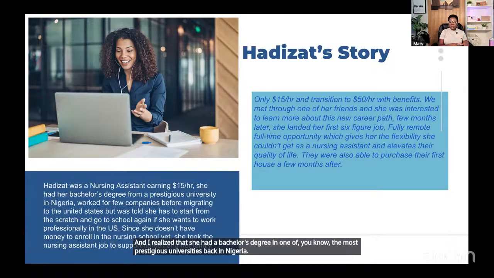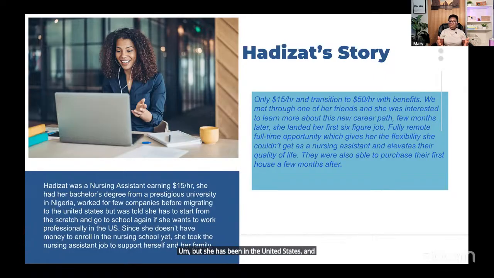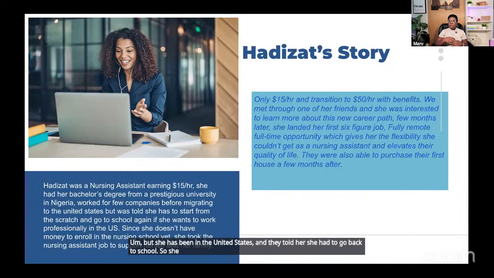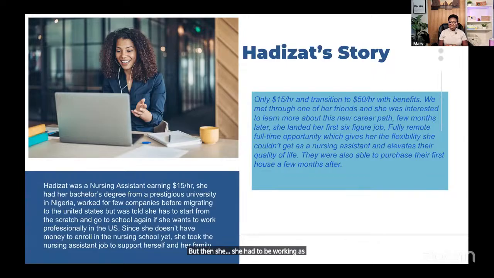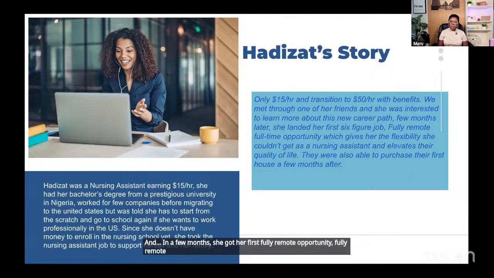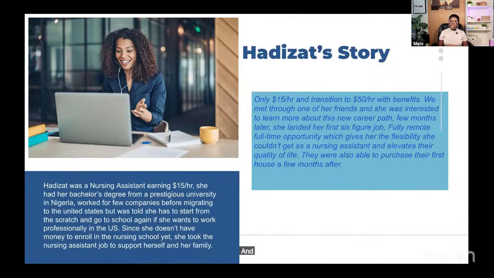But she has been in the United States and they told her she had to go back to school. So she was still gathering money to maybe go for nursing, but then she had to be working as a nursing assistant. And in a few months, she got her first fully remote opportunity, fully remote. She was working from home and she was earning, I think it was 100K. This was Adiza. This can also be you.